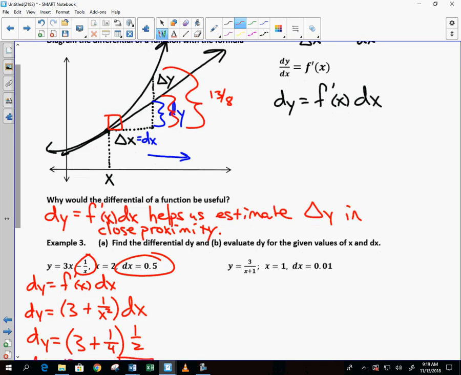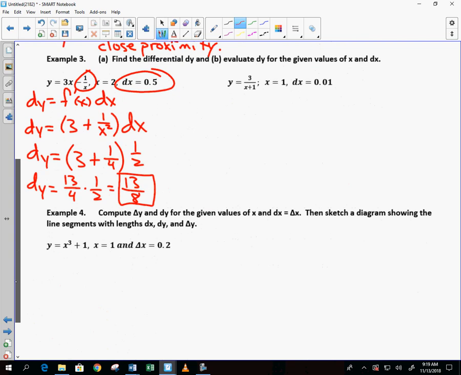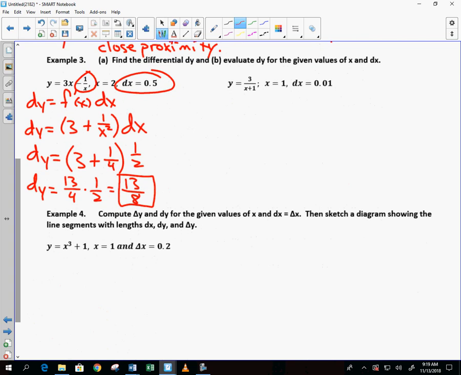So the 13 over 8 is actually the small one, but it estimates the big one, okay? We're using it to estimate the big one. Okay, let's try another one. y is equal to 3 over x plus 1. x is 1, and dx is 0.01 or 1/100th. So I have dy is equal to f prime of x dx.